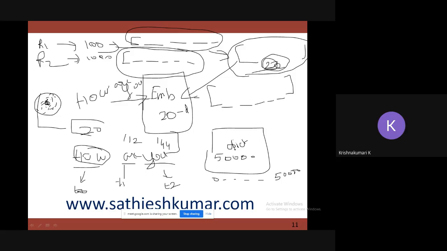Any other queries? Sir, if we are not applying this cross entropy loss function in the optimizer, what will happen to the output? Your weights will not be updated.